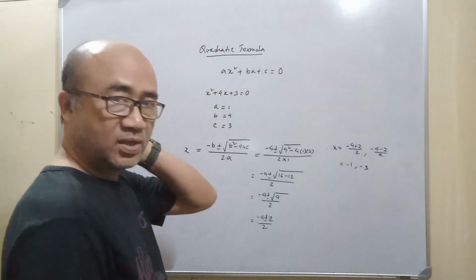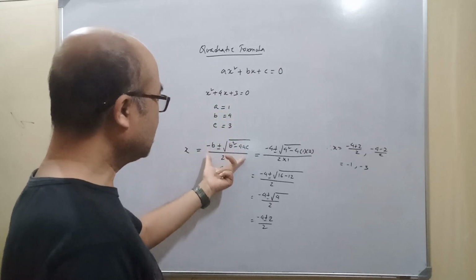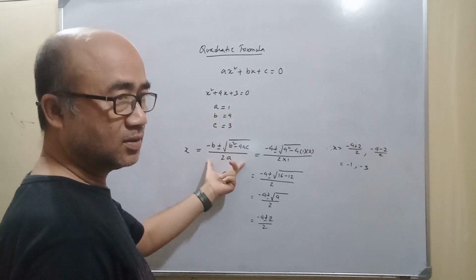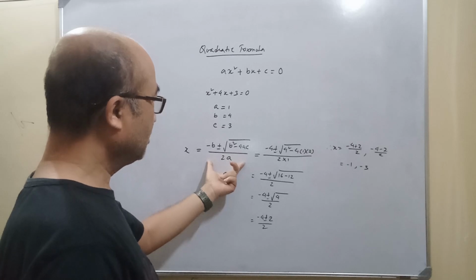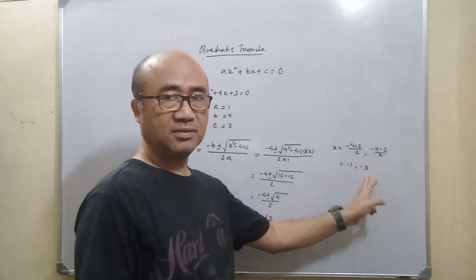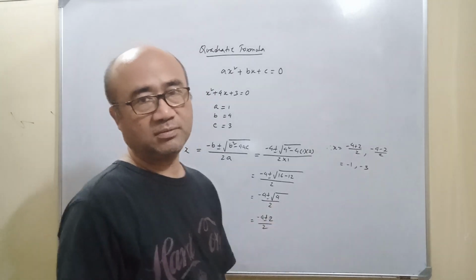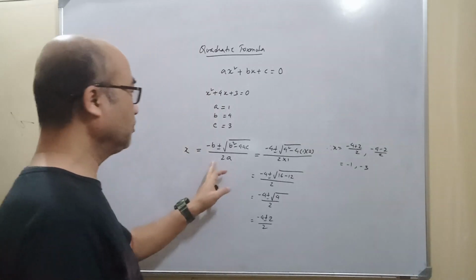Okay, very simple, nothing complicated. Just find the values of a, b, c, replace the values here, put that in the formula and you get the values of x like this. You can easily find the solutions of the equation. So this is the quadratic formula.